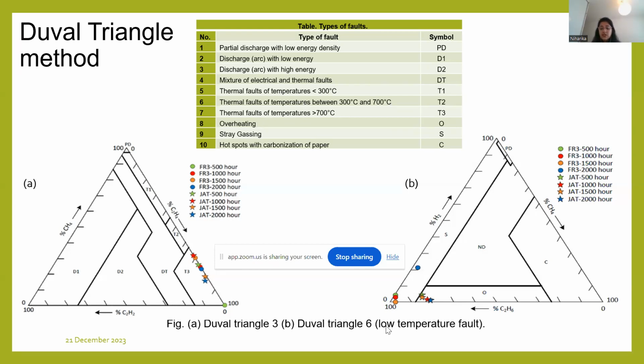So to see how it performs at the low temperature fault, which is less than 150 degrees, we used dual triangle 6. This is also related to FR3, and it is related to low temperature faults. Here we can see that all the FR3 samples lie in the stray gassing region. This may be because of the evolution of ethane. And for the Jatropha, all the samples lie in the overheating region.